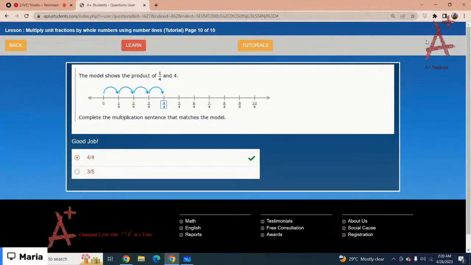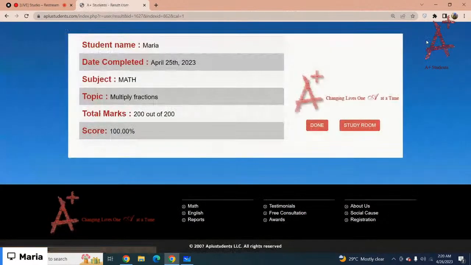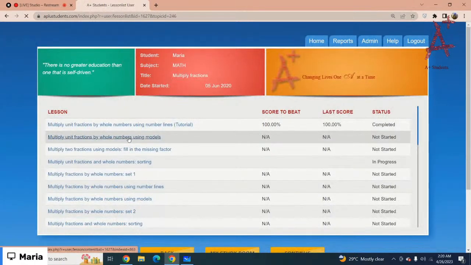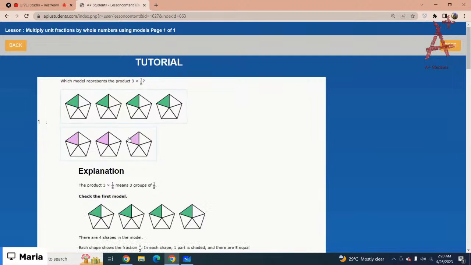Okay, we are done with the test. Let's just move on to the next lesson. Okay, the next one is multiply unit fractions by whole numbers using models. Now we're going to do the same thing, but now we're going to use the models. Got it? So which model represents the product of 3 times 1 over 5?